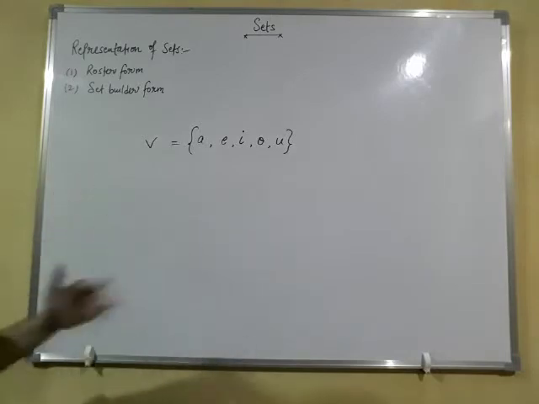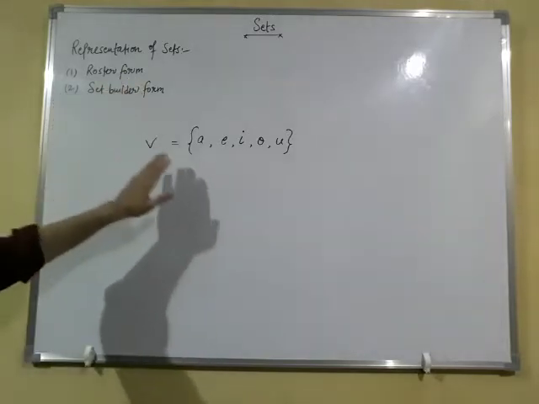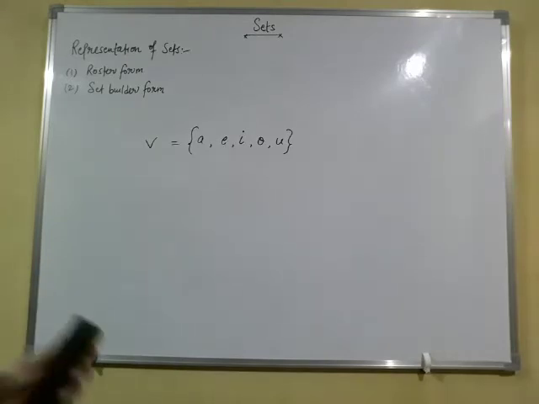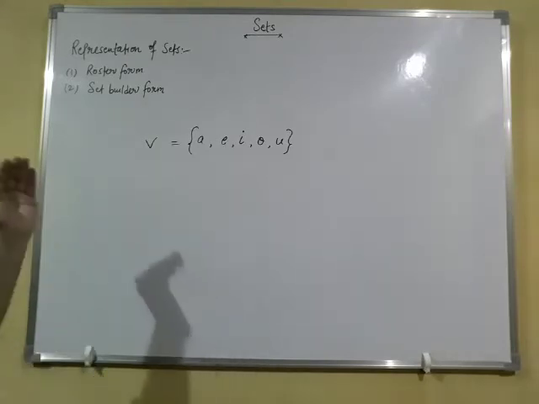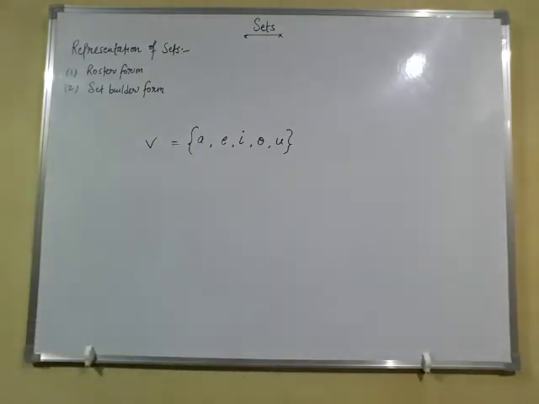You can write A, B, C, any letter as you wish. So simply in roster form we list all the elements, separated by commas, and we equate that set to a particular English alphabet.